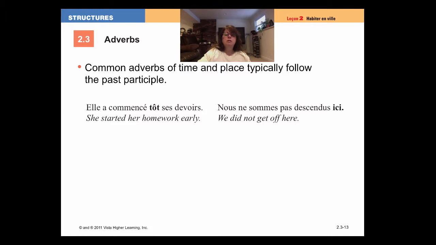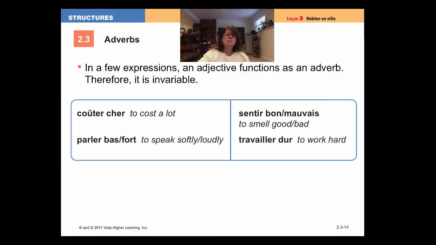Common adverbs of time and place typically follow the past participle. Elle a commencé tôt ses devoirs. She started her homework early. Nous ne sommes pas descendus ici. We didn't get off here. And so they go at the end after the participle.